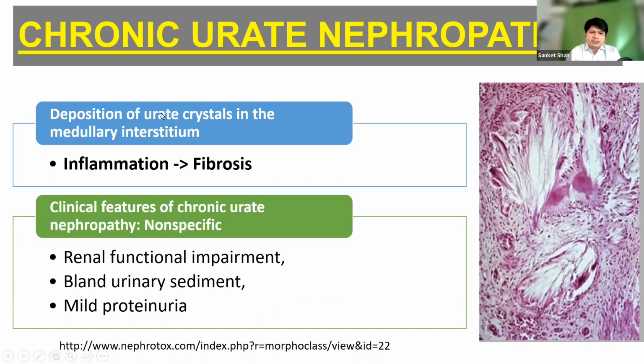So here it is a deposition of urate crystals in the medullary interstitium, which leads to inflammation, and inflammation is followed by fibrosis. These are the urate crystals, and this is nothing but what we say, a deposition of tophi in the kidney interstitium. Just as tophi in the subcutaneous tissue or near the joint, same way, the tophi here.